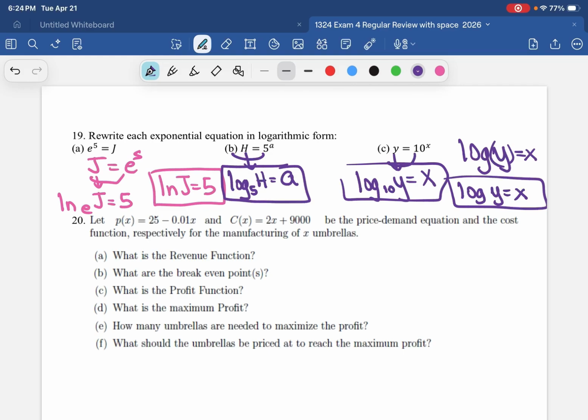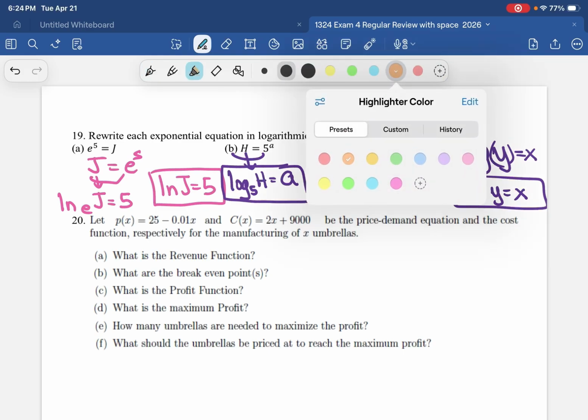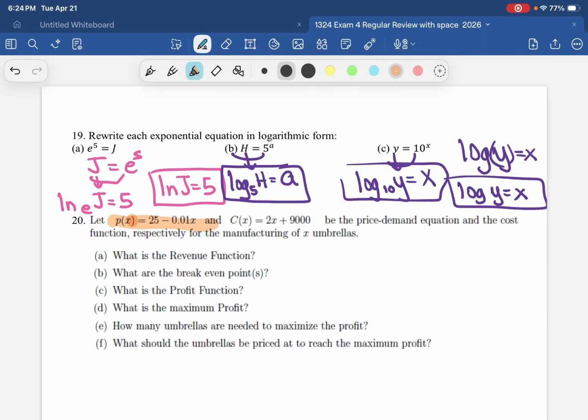Okay. So number 20 says, let P of X equal 25 minus 0.01x. And that's our price function. And then C of X is 2x plus 9,000. And so this is our cost function. This is where I say don't want to lose this. So that is our price function.